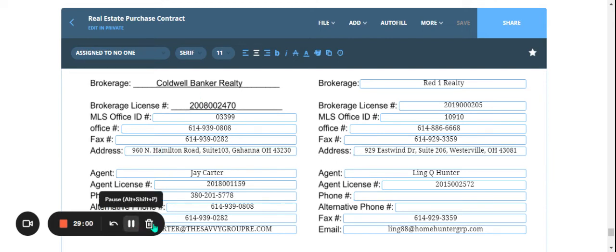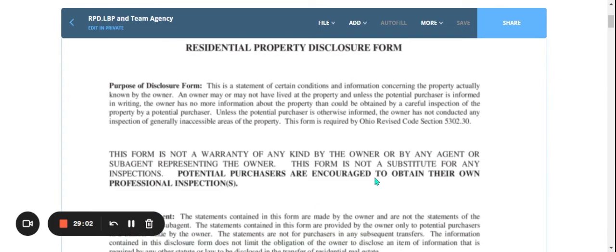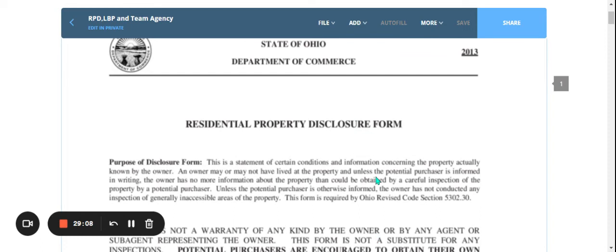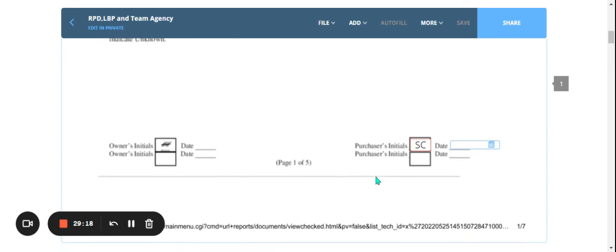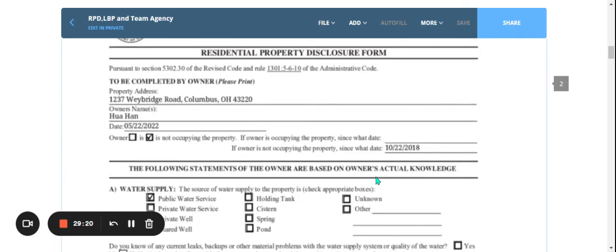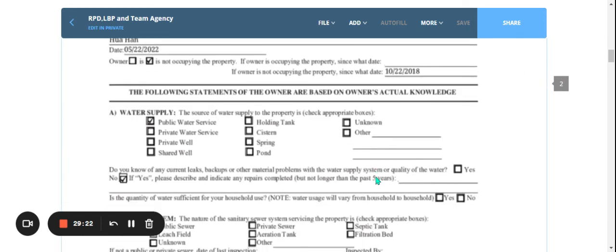Almost done. All right, y'all. This video does not have to be any longer. We already went over the most important document, which was the purchase contract. So this is just the residential purchase disclosure. This is what the seller will fill out to let you know of anything that they may know that may be wrong with the house, or just some information.